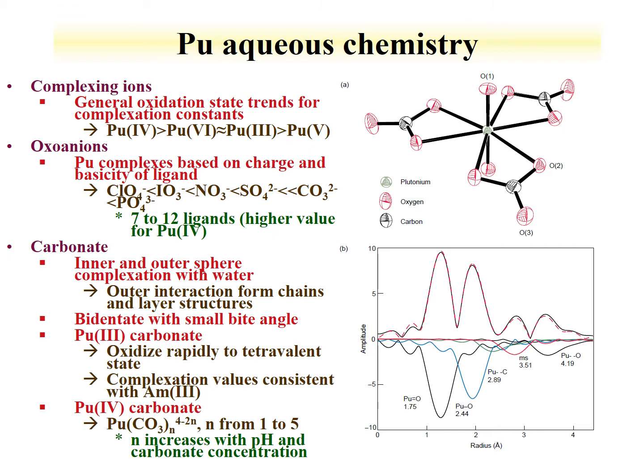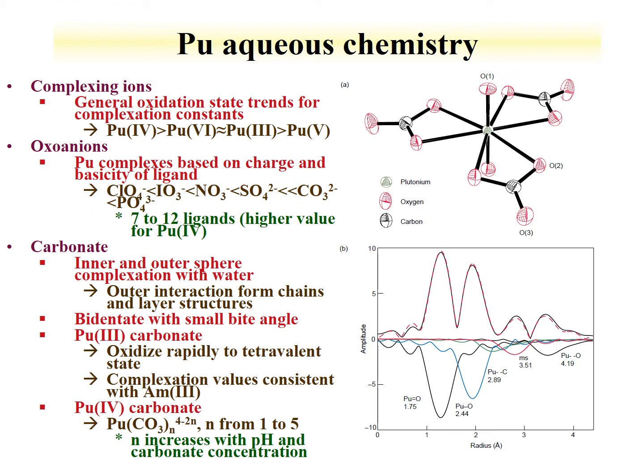General plutonium aqueous chemistry follows oxidation trends, as you would expect for any metal ions, where tetravalent plutonium is generally going to have the largest complexation constants, and pentavalent plutonium for a given compound is going to have the lowest complexation constants. The 6 and the 3 oxidation states can be relatively close to each other. And similar to other metal ions, their behavior with oxoanion ligands follows trends similar to other metal ions, where the perchlorates very weakly interact and phosphates strongly interact. Plutonium-4 can have very high coordination numbers, 7 to 12 ligands around the metal center.